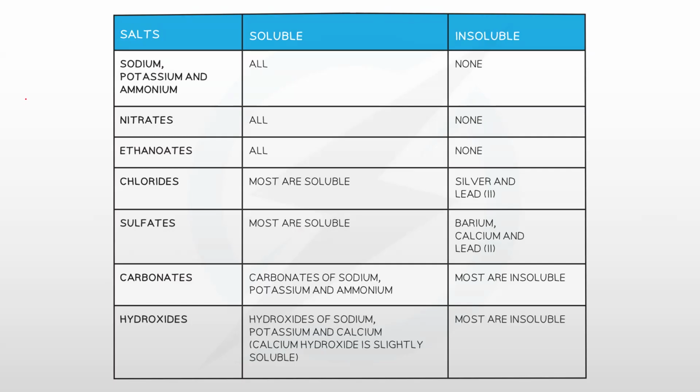Okay. What about aluminium carbonate? Aluminium carbonate is insoluble. Good. Okay. Magnesium hydroxide. Insoluble. Good. अच्छा. Sodium nitrate. Soluble. सभी soluble होते हैं, ठीक. Nitrates तो सारे soluble. Ethanoates भी and all of that.